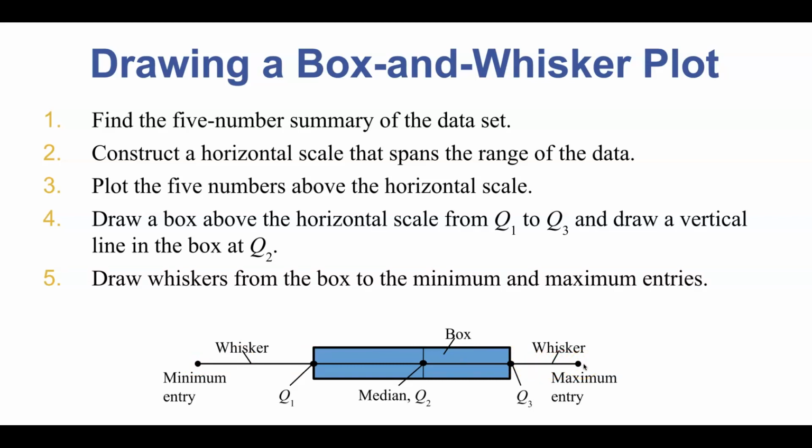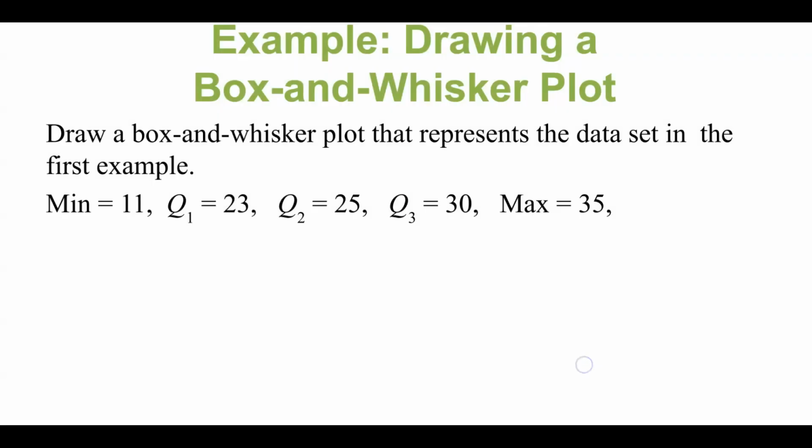I know in Algebra 1, at least I taught how to make these box and whisker plots by hand, but we're going to use StatCrunch to create those, okay? So it says, draw a box and whisker plot that represents the data set in the first example.